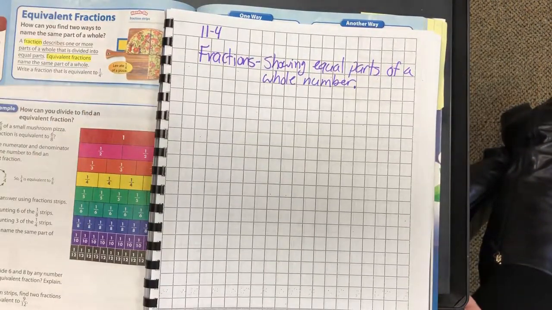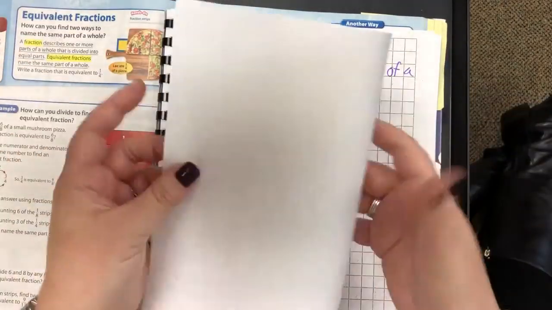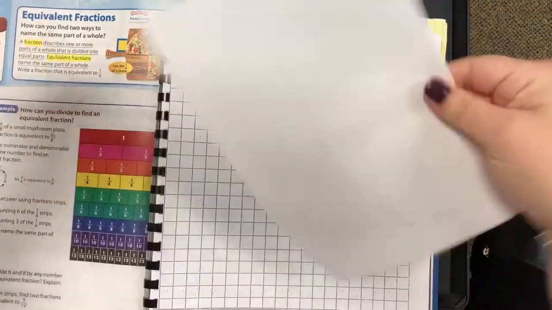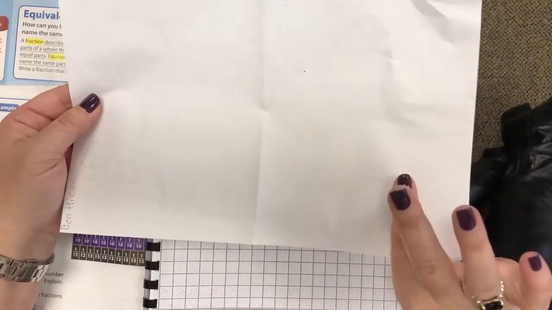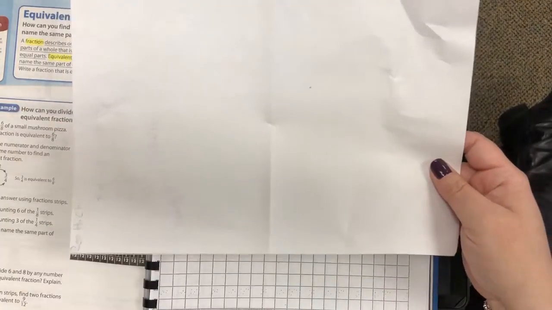Meaning, if I were to have this whole piece of paper and I were to fold it into two parts that are the same size, I now have one part from here and one part on here that equal a whole part. There are two parts in all. This is one out of those two parts. This is another out of those two parts. Okay?